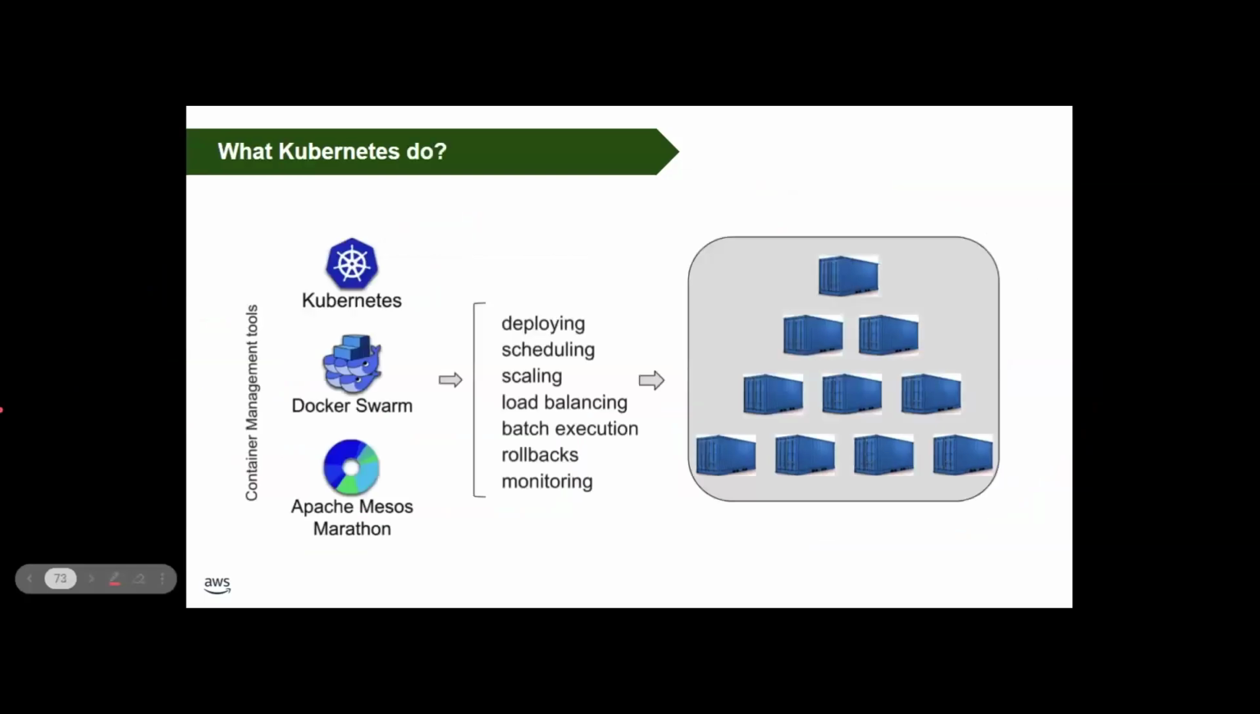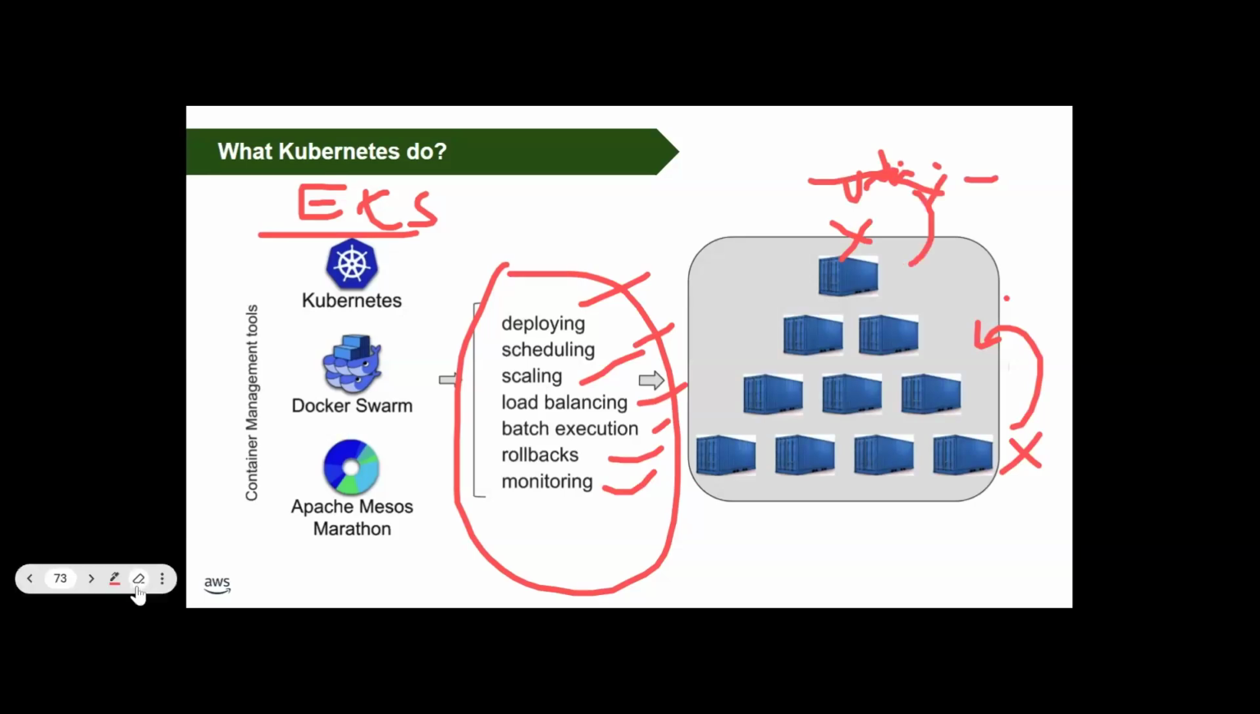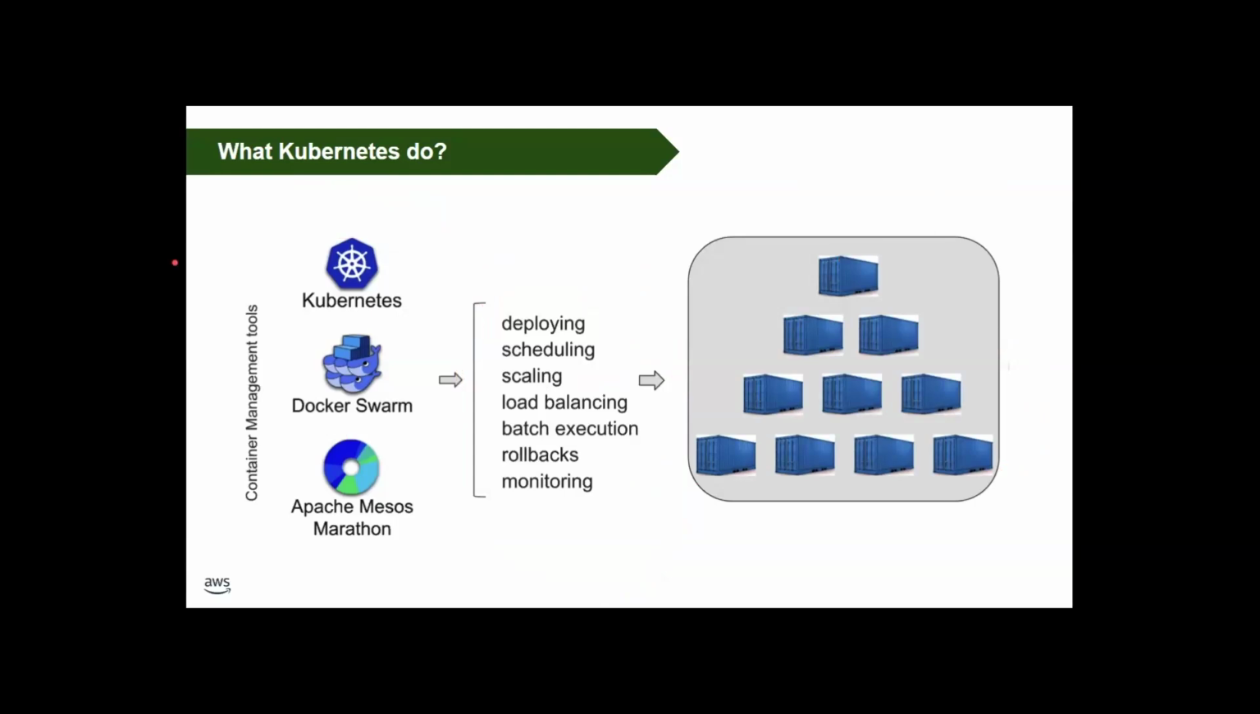So what are all the jobs it is doing? Mainly Kubernetes, ECS, Docker Swarm and Mesos, everything does the same job: deploying, scheduling, scaling, load balancing, batch by batch execution, and rollbacks. If something is not working, it will roll back and check again, and it will keep on monitoring also. If any of the containers is not sufficient, unhealthy or not working, it will remove it by itself and manage the other containers. So this is your container, that is your Kubernetes.